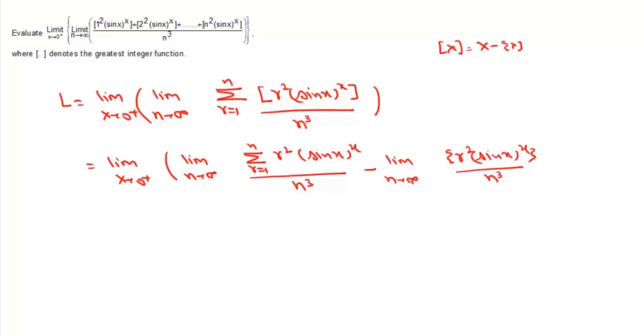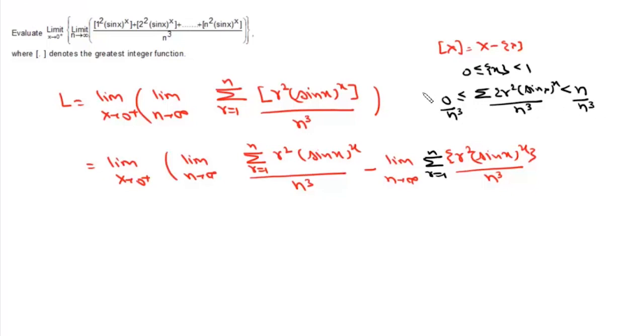Now we know that any fractional part function will lie between 0 and 1. So therefore this summation r square sin x to the power x will always be greater than or equal to 0, but it will be less than n. Now we divide everything by n cube, and if we take this limit n tends to infinity, the left hand side is 0, the right hand side is 0, then from the sandwich theorem we can say that the value of this limit will be 0.